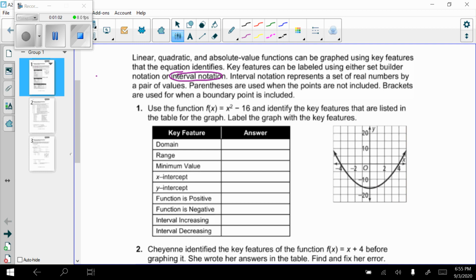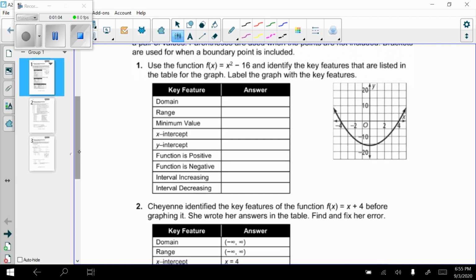So number 1 says use the function f of x equals x squared minus 16. Identify the key features that are listed in the table for the graph. Label the graph with the key features. So remember that our parent function for this is going to be f of x equals x squared. F of x equals x squared minus 16 has a vertical translation down 16 units.